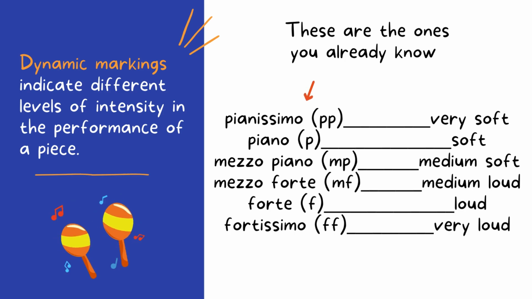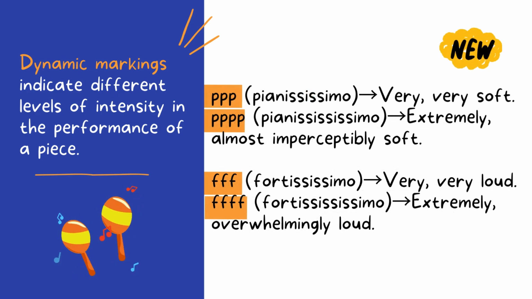It is time now to revise dynamic markings. Dynamic markings indicate different levels of intensity in the performance of a piece. Some of these markings have already been studied, for example, pianissimo, piano, mezzo piano, mezzo forte, forte and fortissimo. These are some new ones we are going to see.